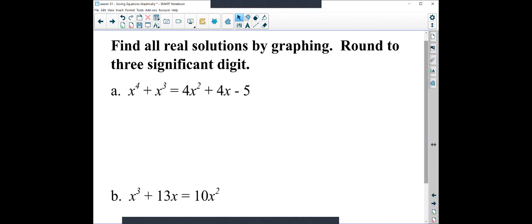Your textbook is going to ask that solutions are rounded to 3 significant digits rather than saying rounded to 2 decimal places. They're going to talk about significant digits, although I think for most of these problems, that's going to be like 2 decimal places. You might have one number in front of the decimal. But we can talk about that as we work.